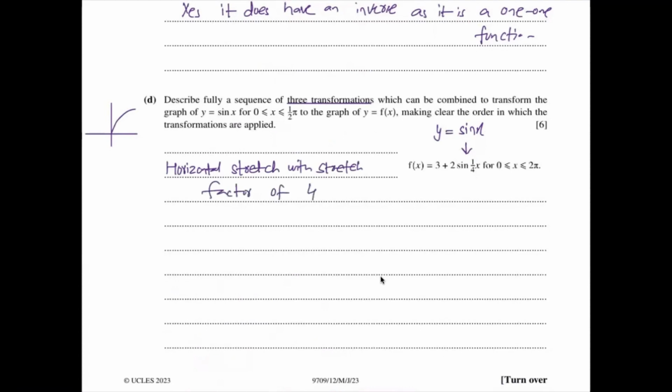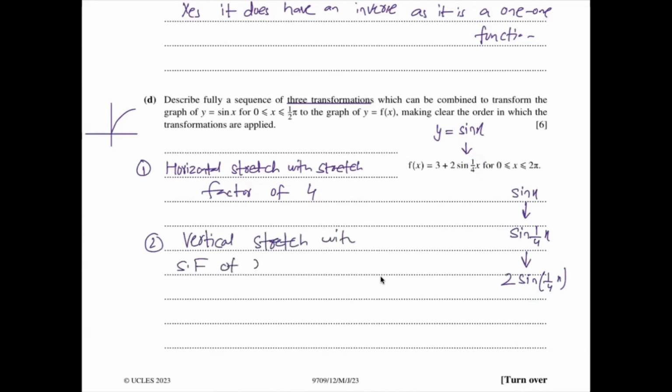Okay, horizontal stretch. By horizontal stretch I mean that stretch in the x direction, and the stretch factor is going to be 4. Then once you have gone from sine x to sine of 1/4 x, now you can multiply it by 2. So the amplitude gets multiplied, so the function gets multiplied by 2. It is the vertical stretch. So the second transformation is the vertical stretch with stretch factor of 2.